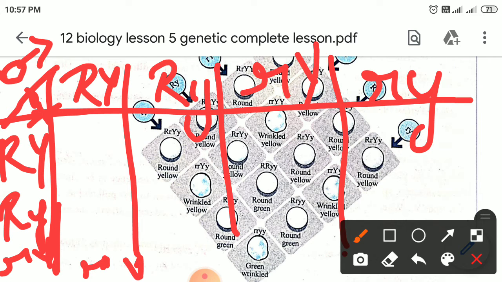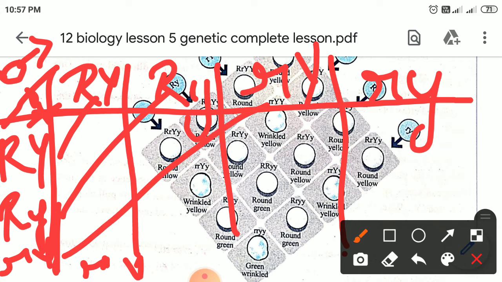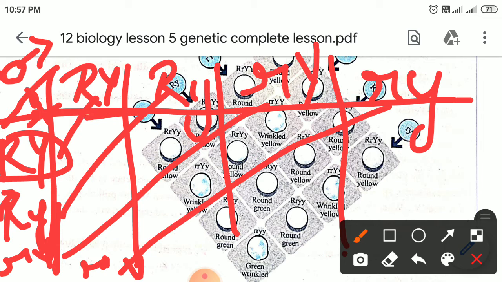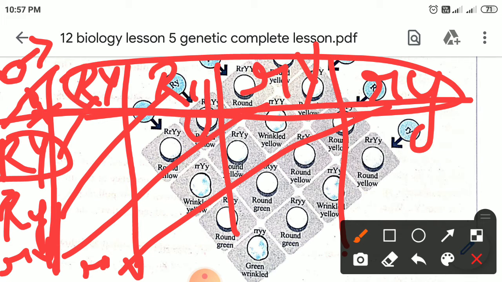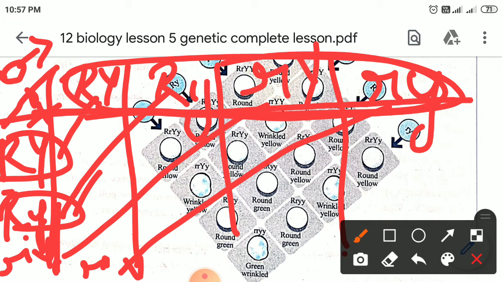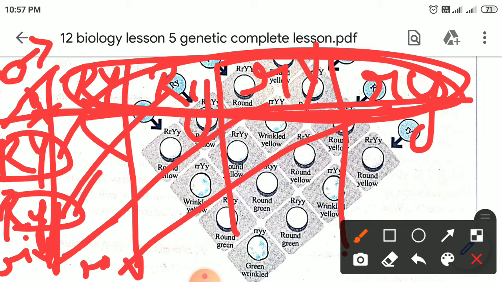Okay children. After that, see children, what we will do? We will do the crossing in this manner. This particular one is going to be written along with all four. Then again this one is going to be shown with all the four. This one again is going to be shown with all the four, and so on.